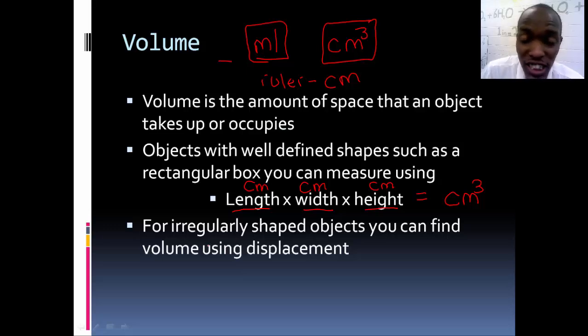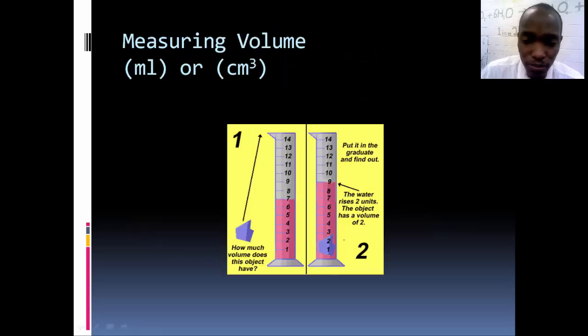For irregular shapes like a rock that you find on the ground or something, you want to find the displacement. And what displacement is, is how much volume this object has. So you'll take a graduated cylinder, you'll drop the rock inside the graduated cylinder. You look at the starting mark here. You'll drop the rock inside the graduated cylinder and count how much it rose up. And because it went from 7 to 9 here, we're going with 2 milliliters, or you can say 2 cubic centimeters.